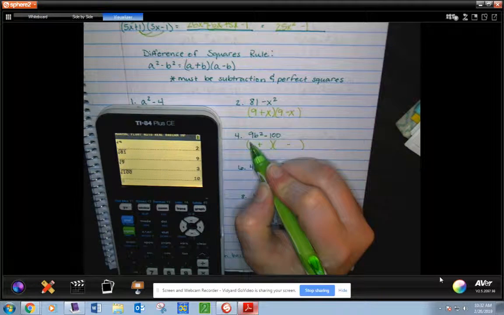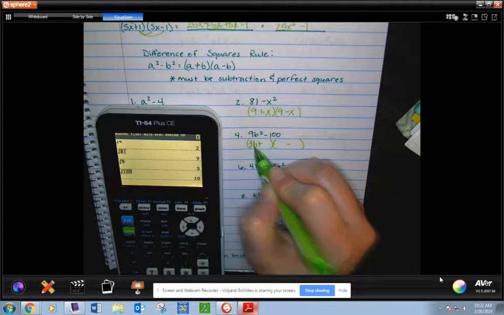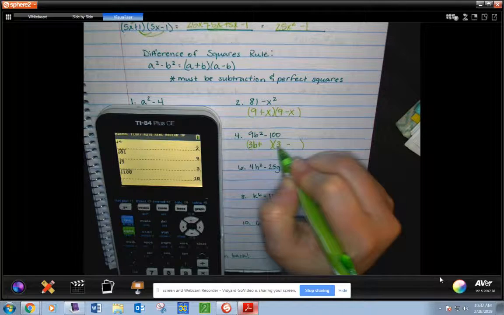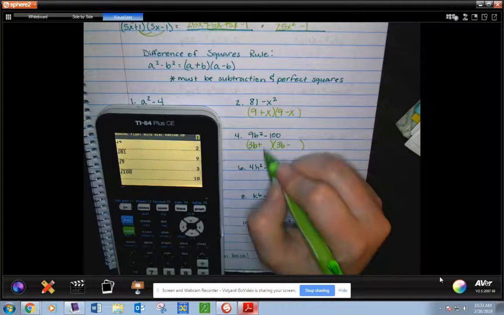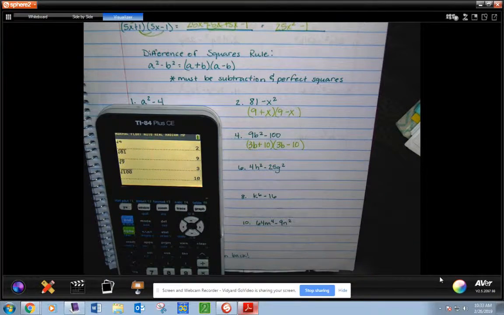9b squared, this will split with 3, and you also have to split the b. So you're going to put a 3b in the first spot. Now 100 split to 10, so we're going to have a plus 10 and a minus 10.